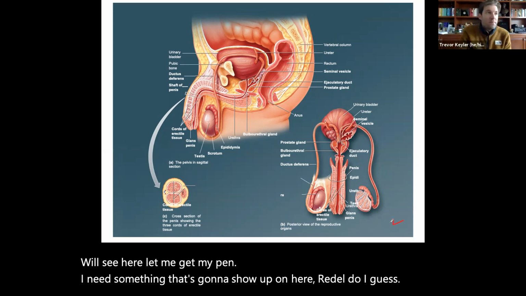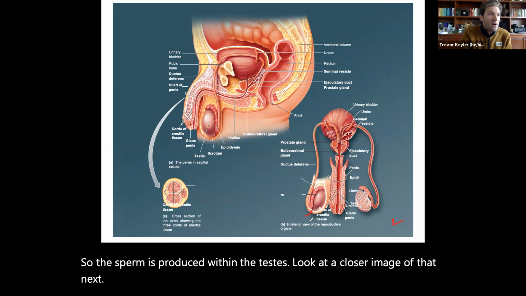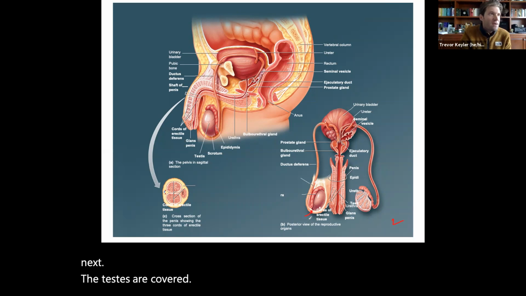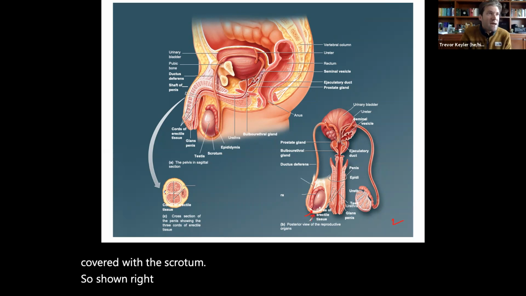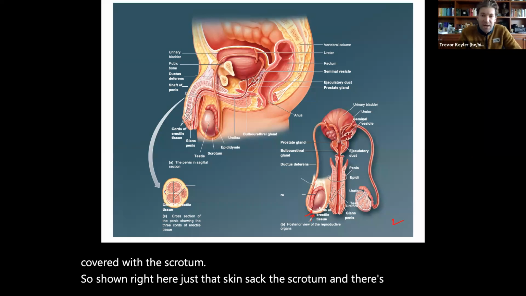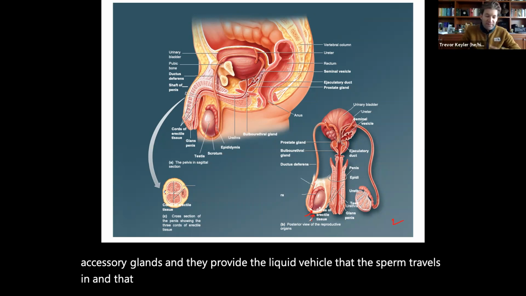So the sperm is produced within the testes. We'll look at a closer image of that next. The testes are covered with the scrotum, shown right here, just that skin sac. And there are male accessory glands, and they provide the liquid vehicle that the sperm travels in. That liquid allows us to effectively deliver the sperm into the female, into the vagina.